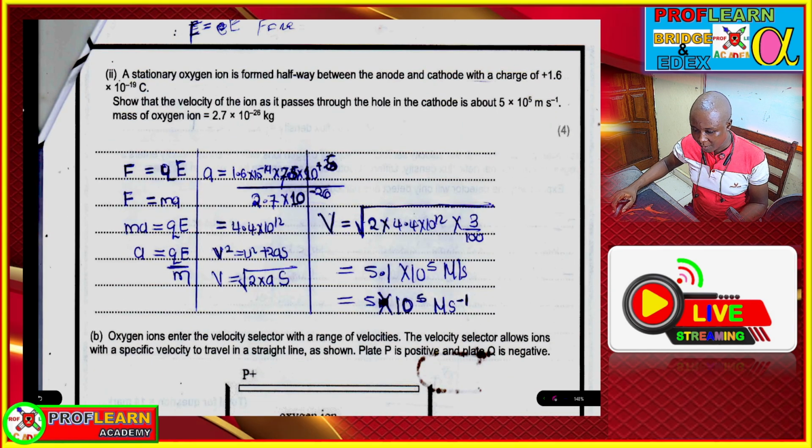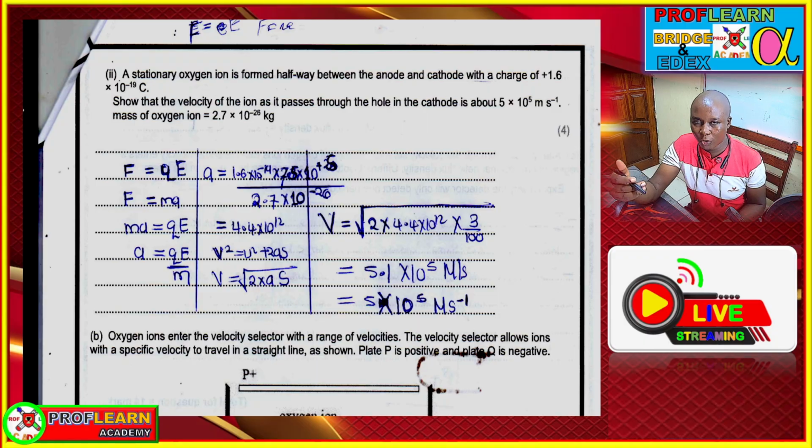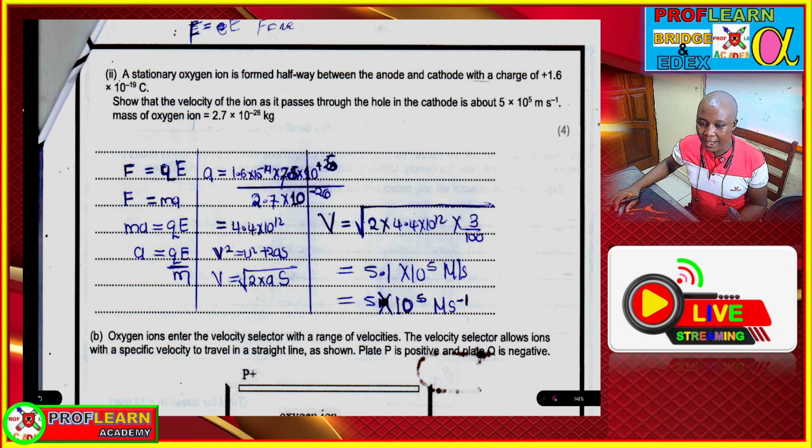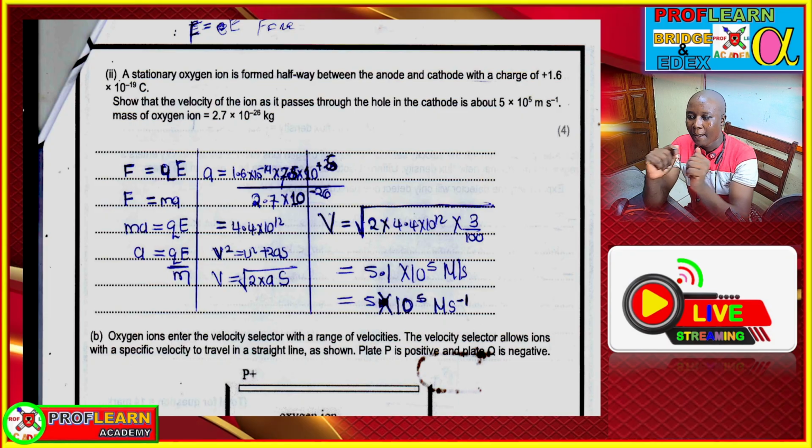So how are we going to go about this particular question? The question says it was stationary, but the force acting on this stationary oxygen ion is the electric force. And remember, electric force is given by the charge times the electric field. If a charged particle is placed within an electric field, that charged particle is going to experience a force, which can be calculated by the formula F equals QE, charge times the electric field.